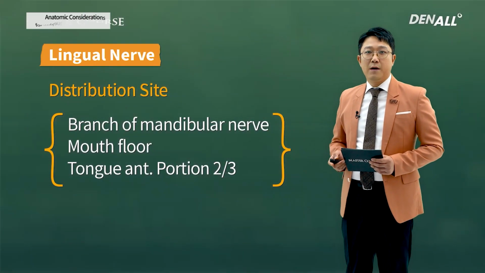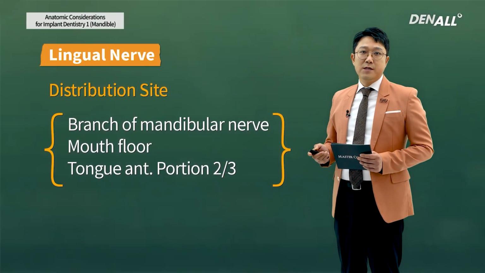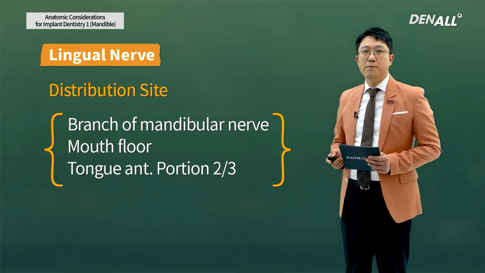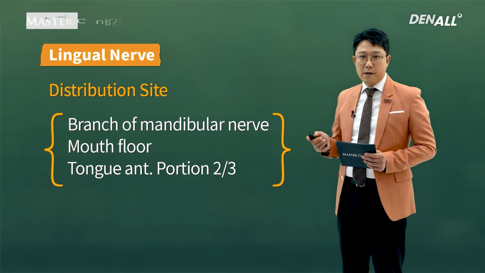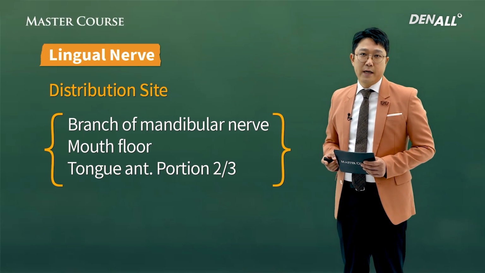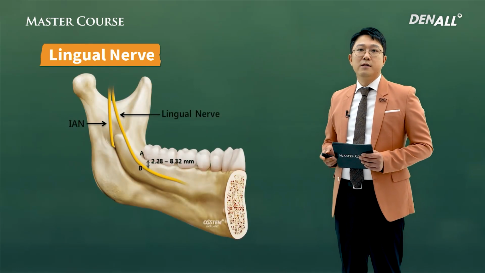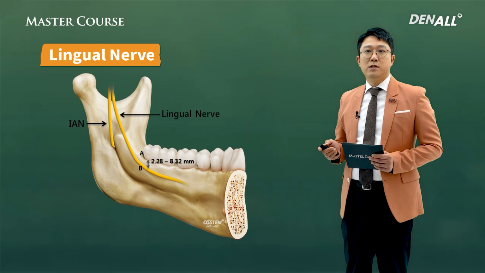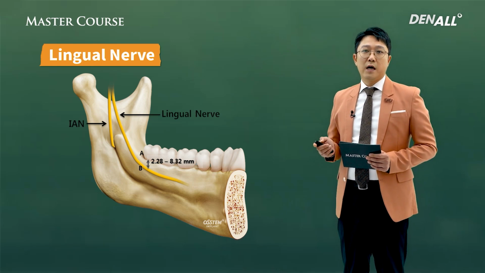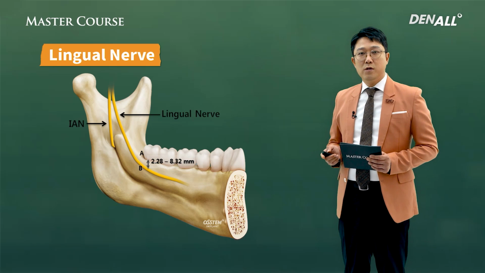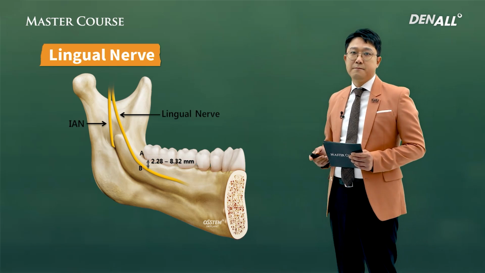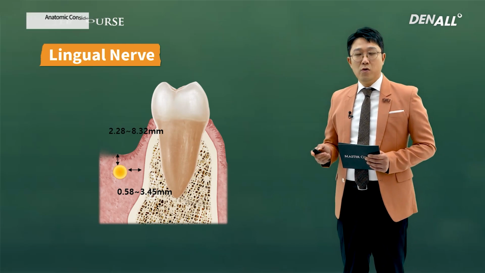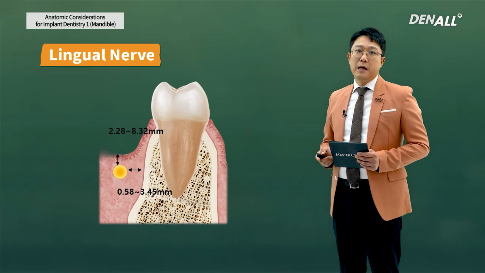Next, let's talk about the lingual nerve. The lingual nerve is the lingual branch of the mandibular nerve. It controls the sensation for mouth floor and 2/3 of the tongue. The lingual nerve comes from the mandibular nerve, and it runs closest to the alveolar ridge at the lingual side of the third molar, and as it goes further to anterior, it goes away from the ridge. It is close to the lingual side of the ridge and also horizontally runs close to it.